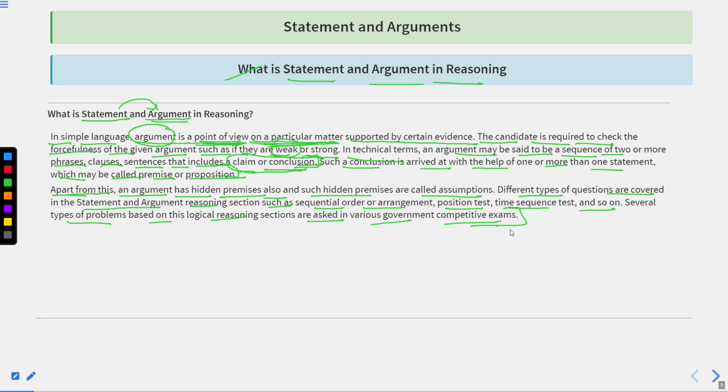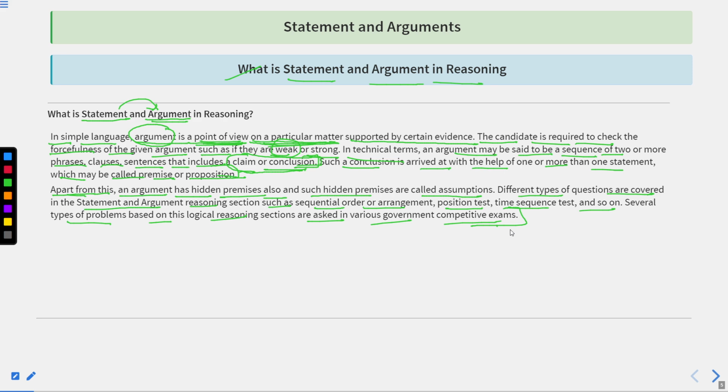So basically, a statement is a fact that will be provided to you. It might be true, it might not be true, and based on the fact you will have to apply your analytical knowledge and correlate it with the argument that is being provided. You have to figure out whether the argument follows from the statement or not.